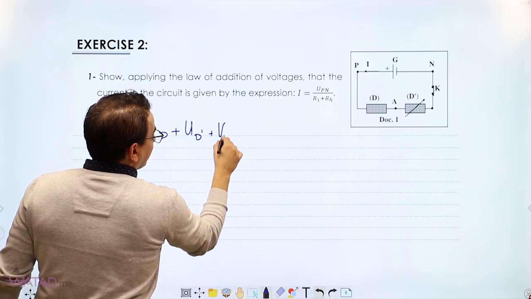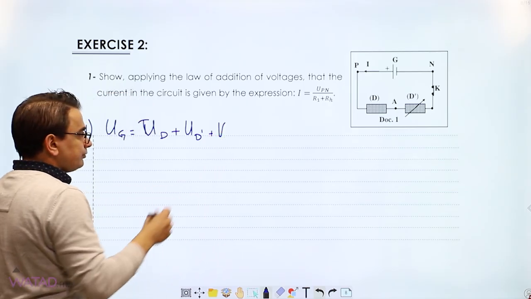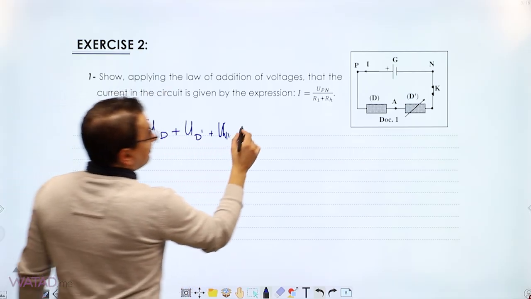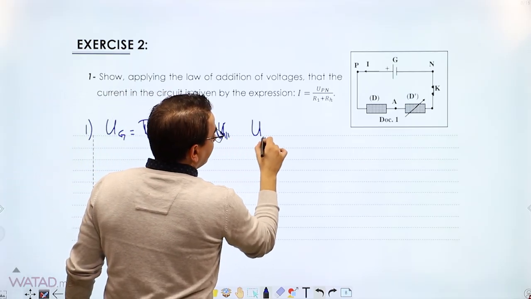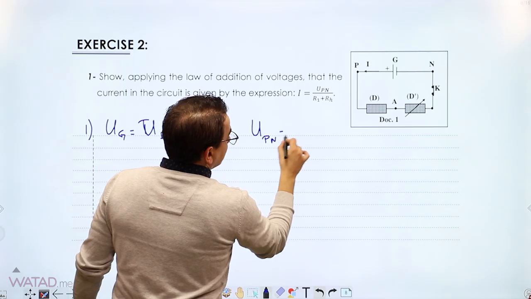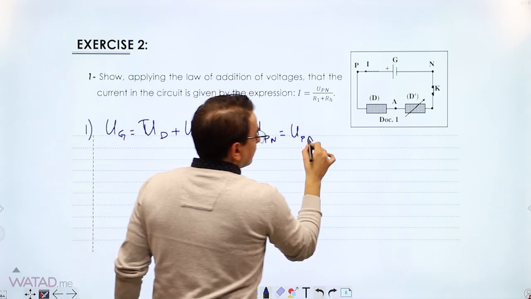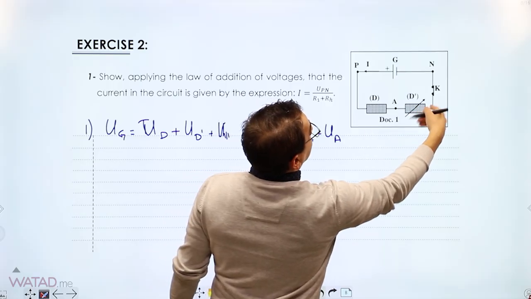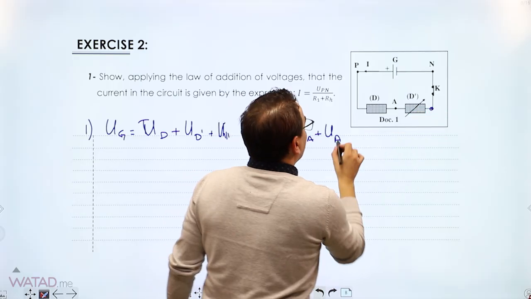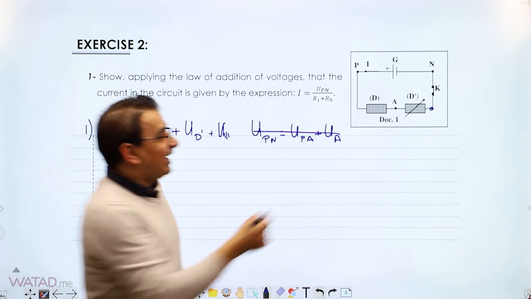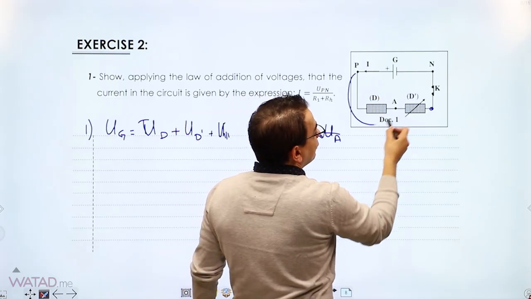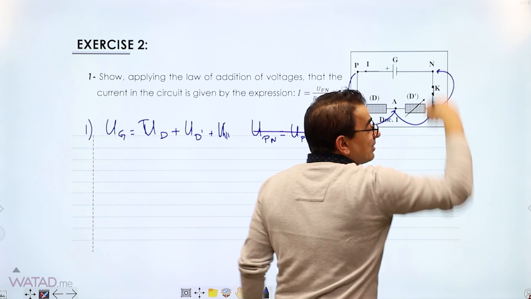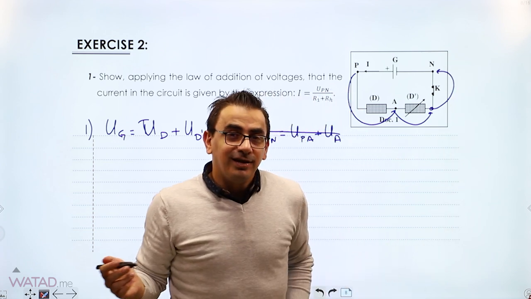Okay? By the way, over here, it would be better if you had said UPN equals UPA plus UA. I don't have any point here, okay? So no, I would prefer to use this. If I had another point, I would move from P to A to this point, then from here to here. I need to mention that switch K doesn't take anything, okay?